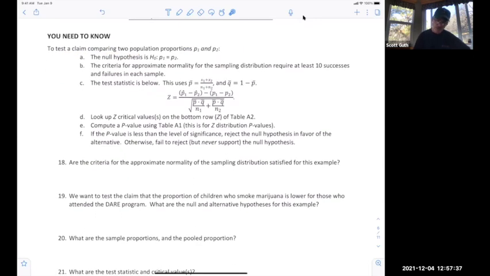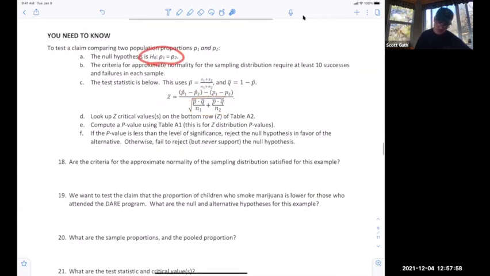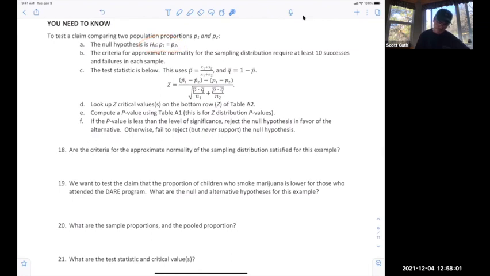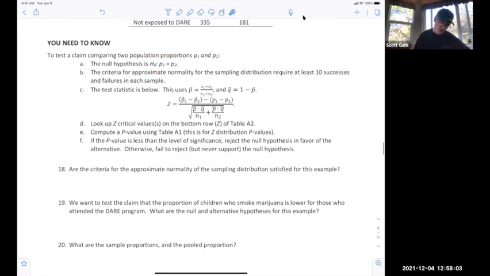This is one that has the P bar in it. There's going to be a P hat 1 and a P hat 2. The null hypothesis is going to be that P1 equals P2, so the difference P1 minus P2 is going to be zero. And again, we have to get the P bar and the Q bar on this one. Also, the criteria for normality: you need at least 10 successes and 10 failures in each sample. So let's jump right in.